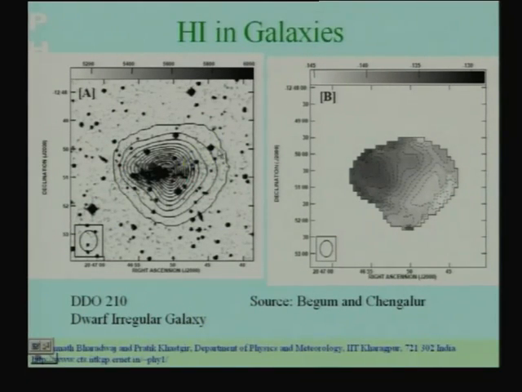This shows you another image made using the giant meter wave radio telescope. This is an image of a galaxy called DDO210. The black thing over here is where the stars in the galaxy are, and the contours are determined from radio measurements of the 21 centimeter emission from neutral hydrogen. So, the contours show you how the hydrogen in these galaxies is distributed. This picture is from a paper by Begum and Chengalur, who used the giant meter wave radio telescope to observe this particular galaxy. Such studies can be used to infer very interesting things about these galaxies. We shall not go into it here.